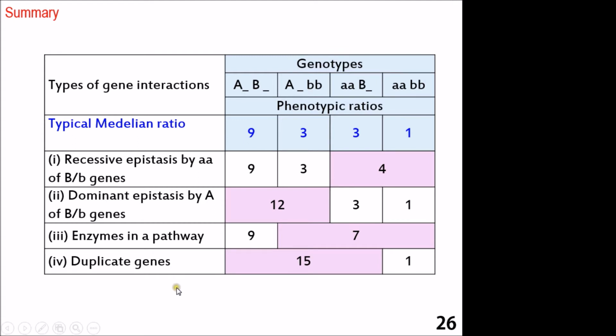And the last case was the duplicate gene action we saw in the wheat kernel, right? There was duplication. So as long as you have one big A or one big B, you will show your desired color. Only when you don't have any, then you only show the other color. So it's a 15:1. So far, okay? So this is useful. You do not need to memorize, but I would say these ratios are useful to help you double check what's happening.